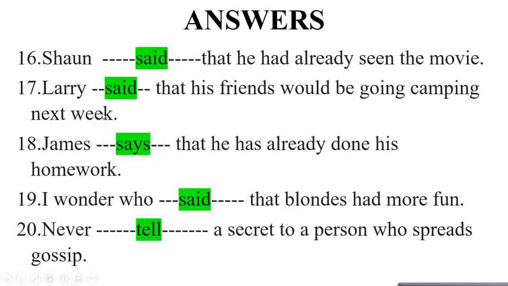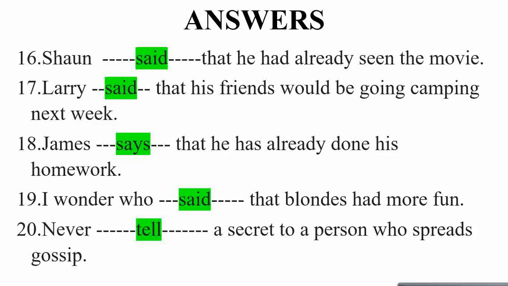Question 16. Sean said that he had already seen the movie. Again, past tense, we use the word said, and with no indirect object, just write the word said. Question 17. Larry said that his friends would be going camping next week. It's directly said by Larry, no indirect object, therefore the word said should come here.